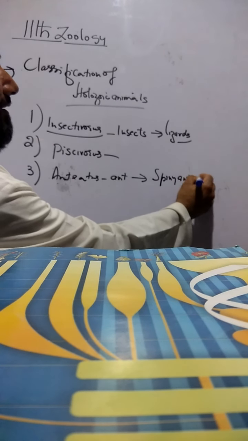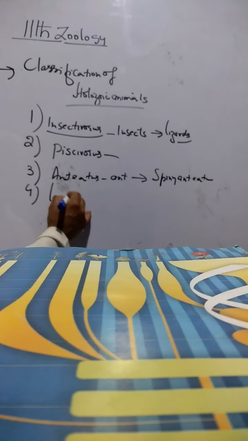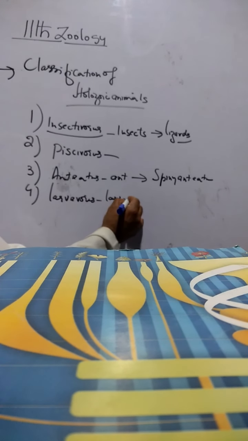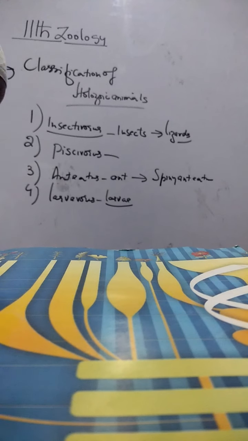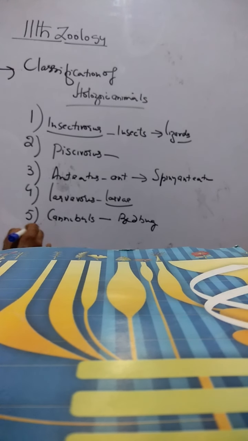One more group is there, larvivores. They feed upon the larvae. The food is larvae of different animals, for example, gambusia fish. One more group is there, cannibals. These cannibals feed on individuals of their own species. For example, bedbug is the classical example.